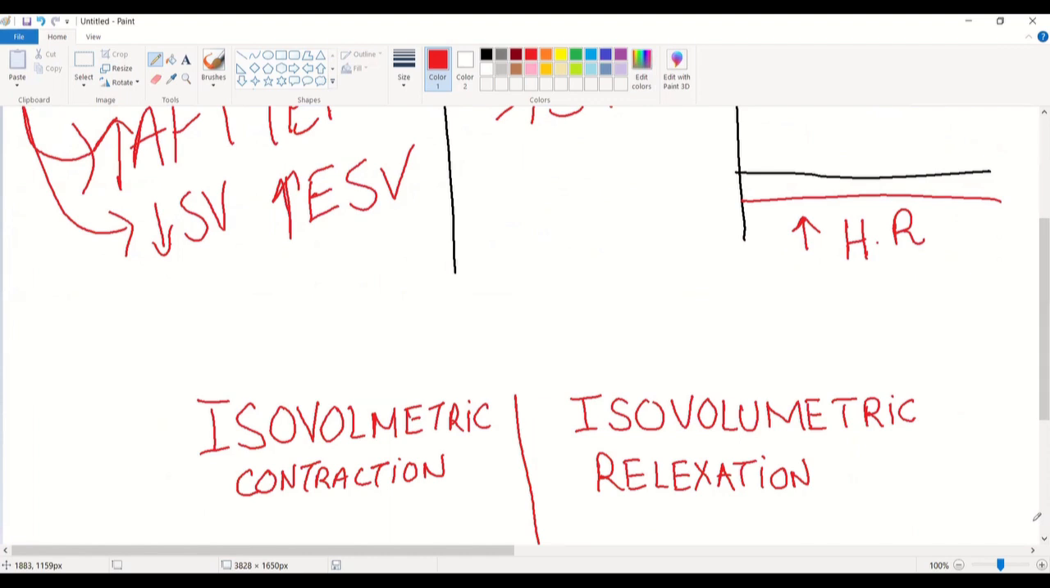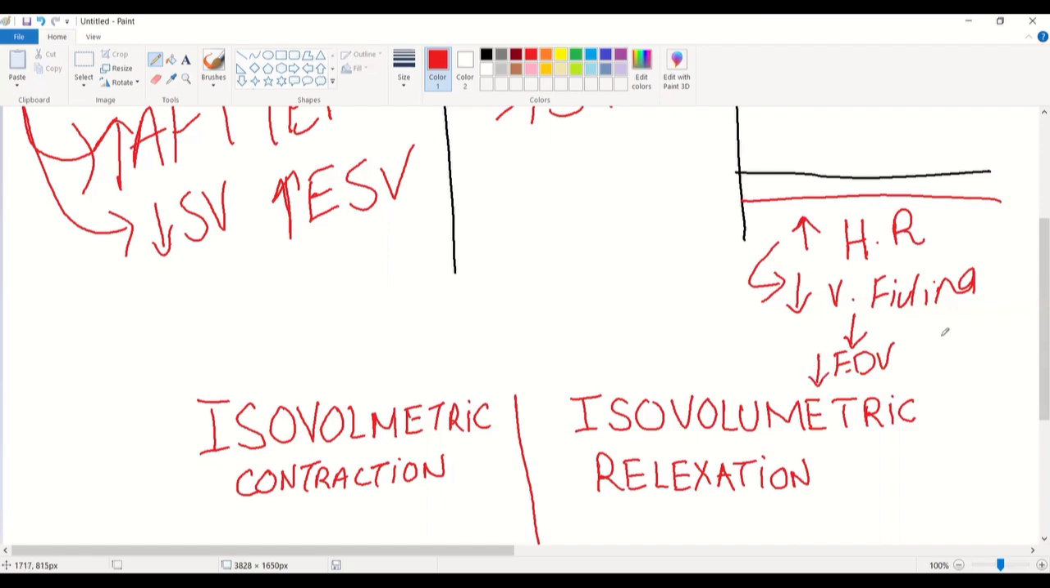If you increase the heart rate, what happens to the ventricle filling? It decreases. So increasing heart rate decreases ventricular filling. When ventricle filling is decreased, what will be the consequence? What happens to end diastolic volume? Will it increase or decrease? It will decrease.